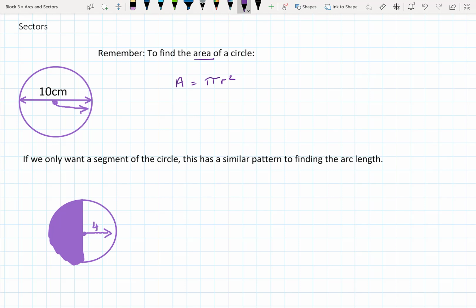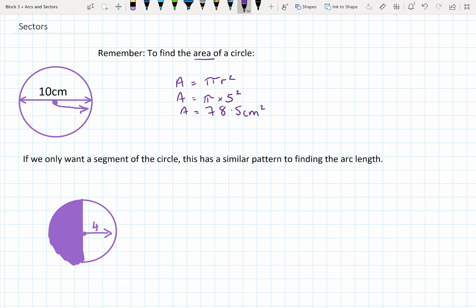Next, I need to substitute in my numbers. So the area is equal to pi times, well, here I've got a diameter of 10, so I must have a radius of 5. And so because of my formula, it becomes 5 squared. Turn to my calculator, ask it to do pi times 5 squared, and I get an answer of 78.5 square centimeters. Okay, so just a quick recap on how to find the area there.